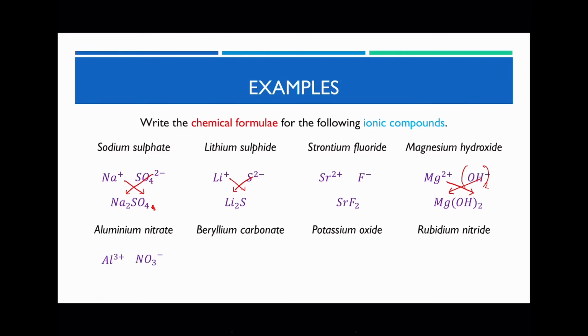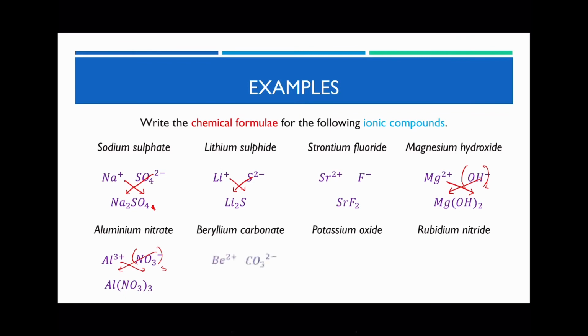Next example is aluminium and nitrate. So again, if you do the crisscross method over here, this 3 goes next to the nitrate. But because nitrate is a polyatomic ion, you need to include brackets. So therefore the answer becomes Al(NO3) with a subscript 3 when you include those brackets.